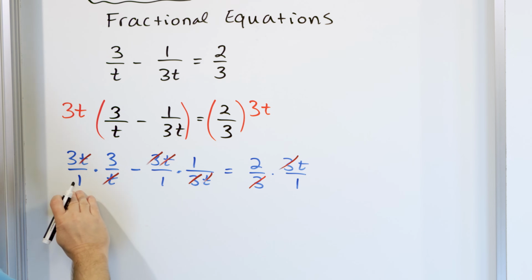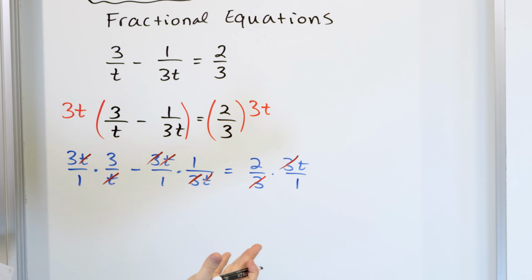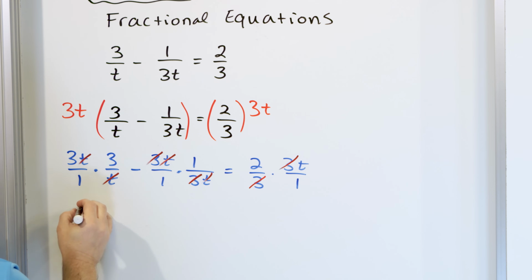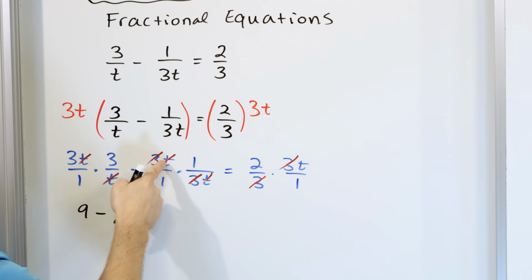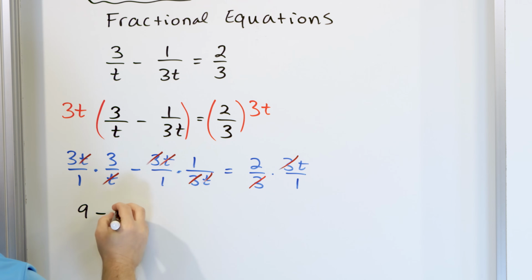All I have left, I have nothing on the denominator except 1's. So the denominators just disappear. They're really there, but you're dividing by 1, so they're gone. 3 times the 3 is going to give you 9. Here's the minus sign. This is a 1 times a 1. So don't forget, it doesn't totally disappear. You still have 1 times 1, so you still have a 1 here.